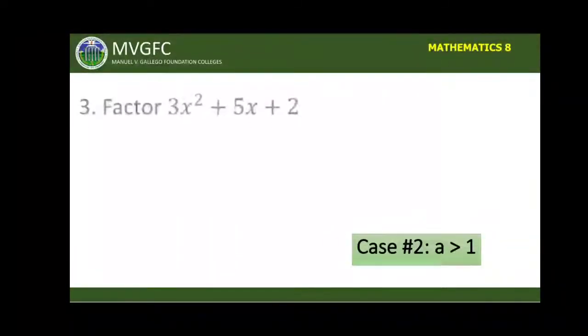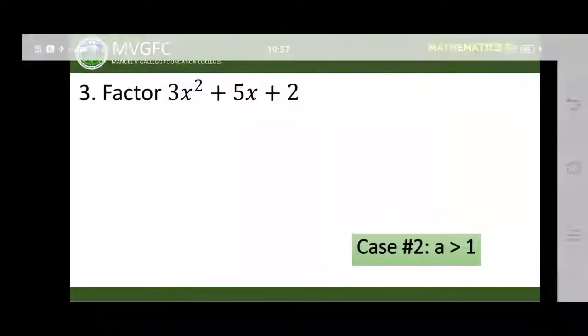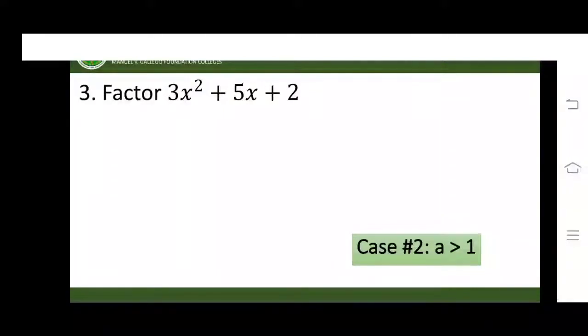So, next is for our case number 2, in which the value of a is greater than 1. So, for example number 3, we need to factor 3x squared plus 5x plus 2. Once again, our a is 3, our b is 5, and our c is 2.